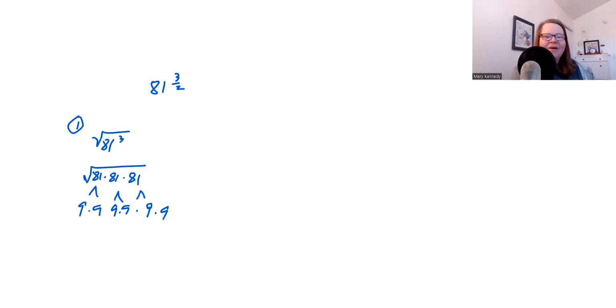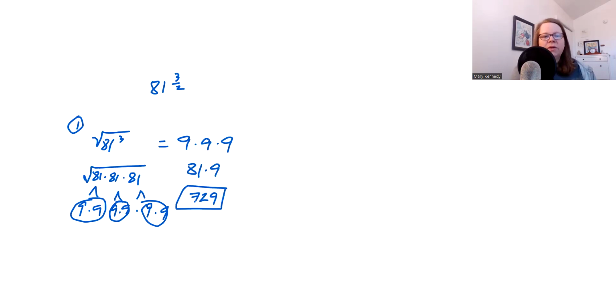All right, and so if I'm doing a square root, I know that I circle pairs of numbers. And so I have 3 pairs of 9s, right? So that means that this is equal to 9 times 9 times 9, which is 81 times 9, which is 729. So 81 to the 3 over 2 power is 729. That is one way to think of it.